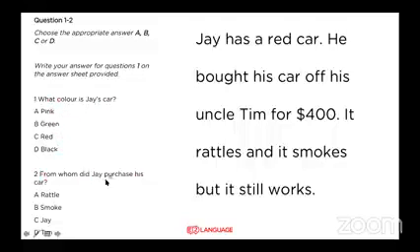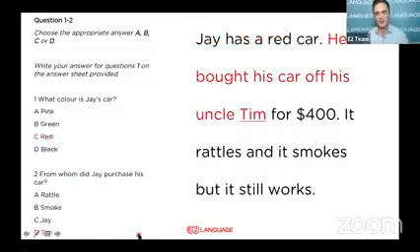From whom did Jay purchase his car? Rattle, Smoke, Jay, or Tim? The answer, of course, is red, 1C, and 2D, Tim. He bought it off Tim. Fine. Now we understand how to do this question.